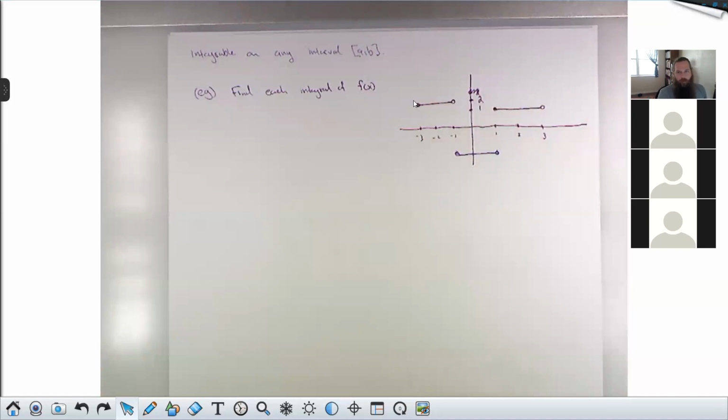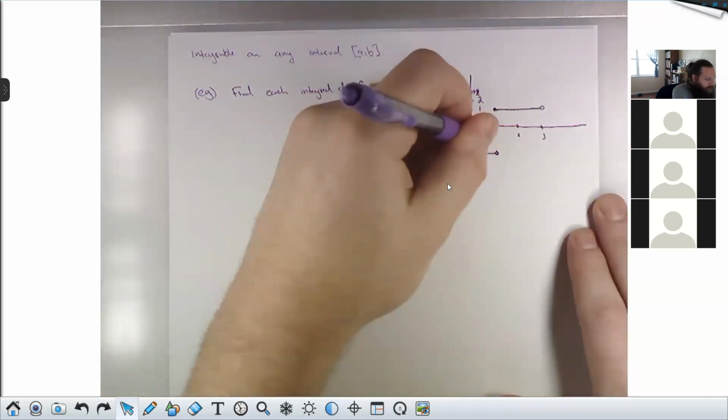So just so we're clear, this line is at y value 2. I know my art is bad. This line is at y value 1. And this line down here, we're going to say is at y value -2.